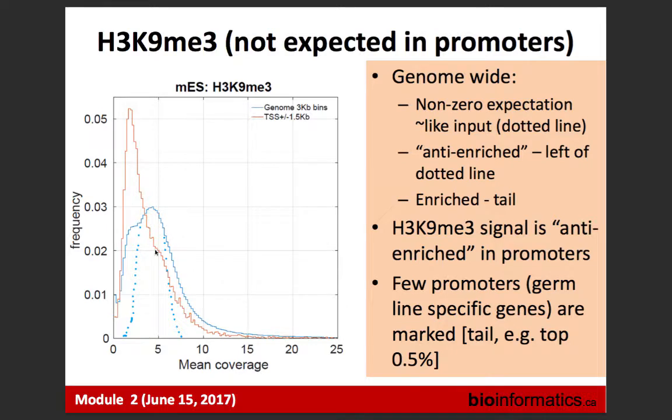However, you can say, well, this is genome-wide average. So in the genome, we will have some locations which are not marked at all. And then there is some genome-wide average, probably background. And then there is a tail. So there are some genome-wide locations, and then there are some promoters which also have large signal. And true, there is a handful of genes, maybe 30 or 50 genes, which are germline-specific genes, which have this modification in their promoter. But this modification is much less abundant in promoters than other modifications.